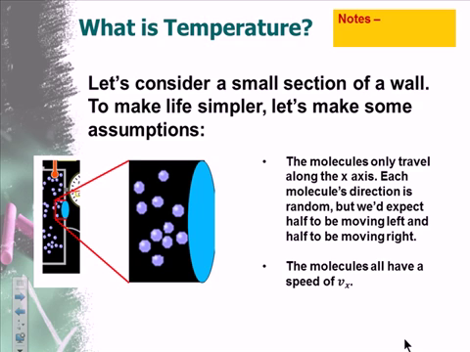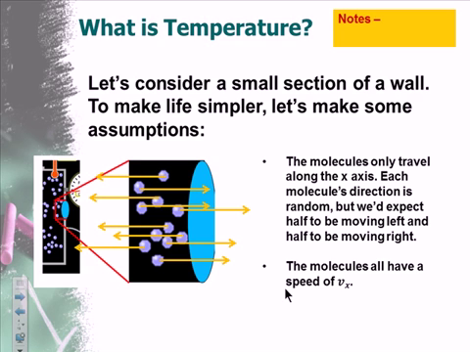It's not cooperating with me. Hold on here. I had a little graphic here. All right, there we go. There's the graphic. So half of these molecules are moving toward the right, and the other half are moving toward the left. And all of them, we're going to assume, have a speed equal to Vx. So let's make those assumptions and see what sort of insight we can get into temperature.